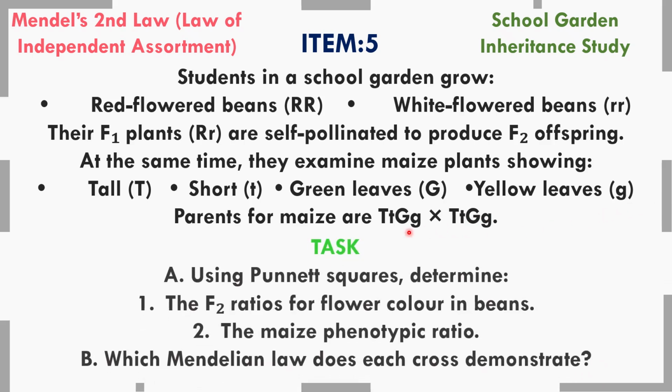Task: using Punnett squares, determine the F2 ratio for flower color in beans, and the maize phenotypic ratio. Which Mendelian law does each cross demonstrate?